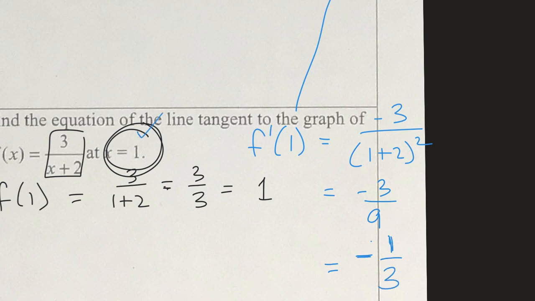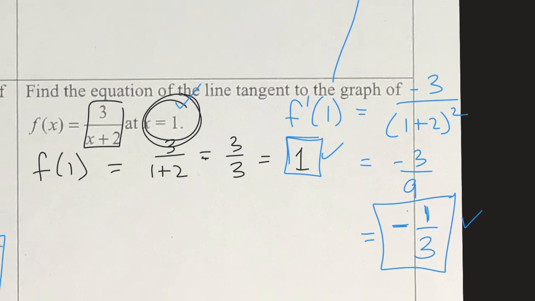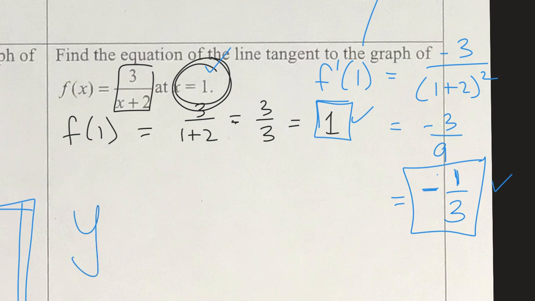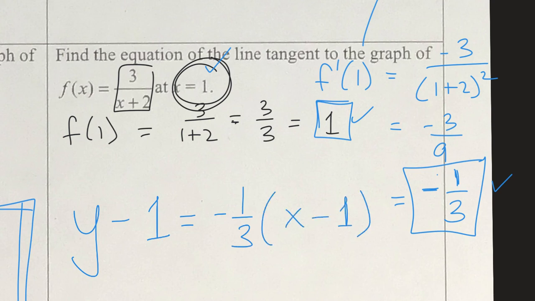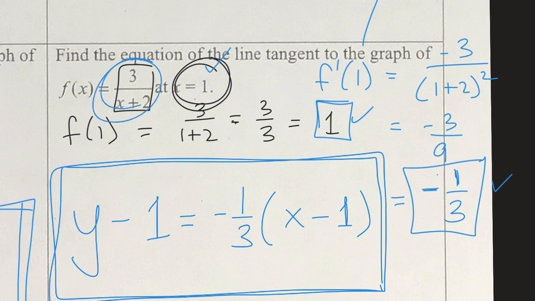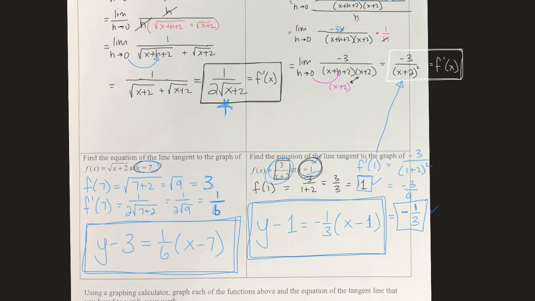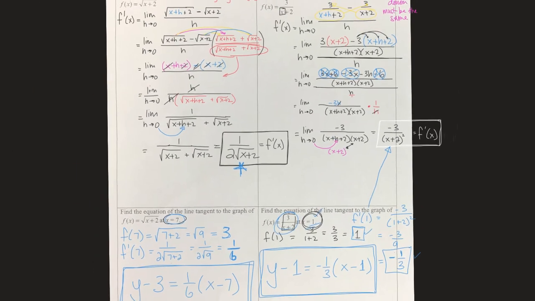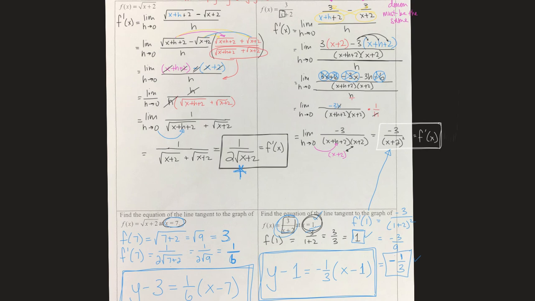So I have my x value, I have my y value, and I have my slope. So the point-slope formula, y minus 1 equals the slope times x minus 1, is going to be my equation to find the tangent line. That is the equation of the tangent line for this graph at the point x equals 1. There is a lot of algebra that goes into finding the equation for the derivative if you're using the difference quotient.